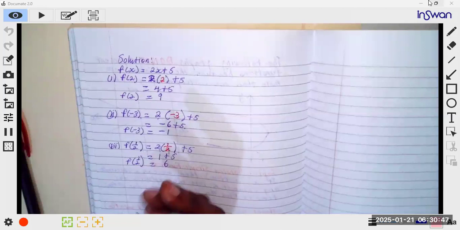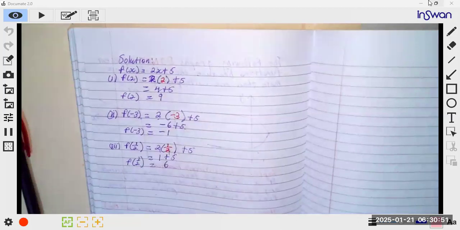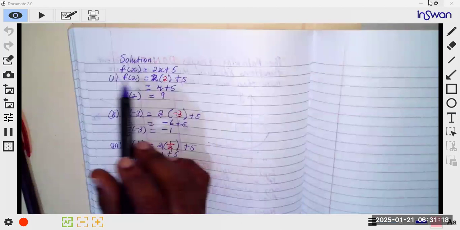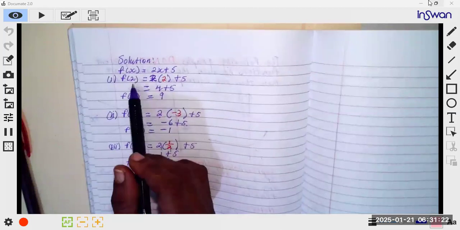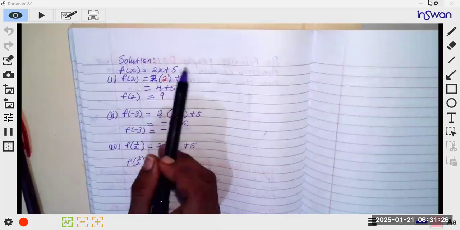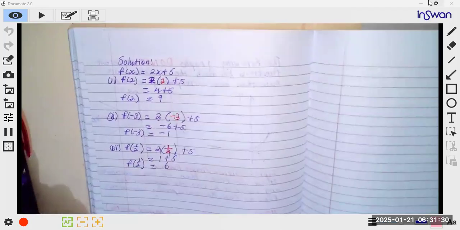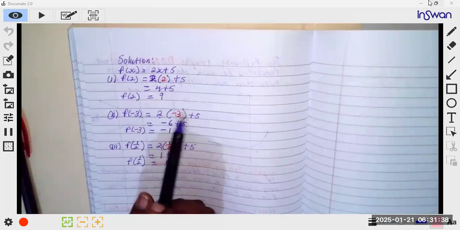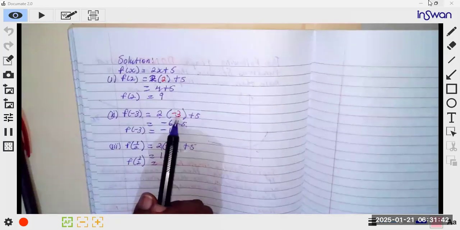And this is what solving functions is basically all about. When you hear the big word function, you're thinking all sorts of things. But functions is really just replacing the letters with numbers. I am replacing all my letters with the number that is given. So suppose my function is f of x is 2x plus 5, and they want me to find f of 2. I'm going to replace all my x values inside of here with the number 2. They give me another, f of -3. I'm going to replace all the x values inside of here with the number -3, and so on. And that is basically what it is about.